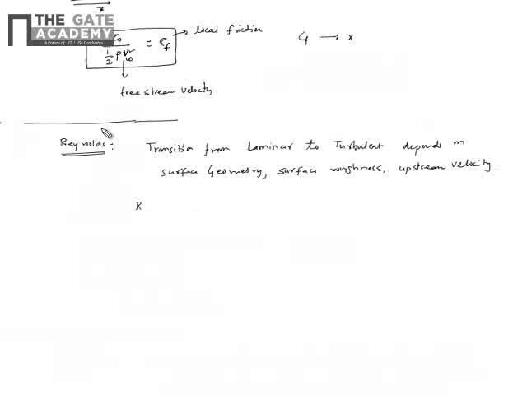Okay, so the Reynolds number is expressed for a flat plate as rho v, the general formula is rho v, characteristic length by mu. For a flat plate, the characteristic length is the distance along the flow, that is rho v x by mu. So this is the local Reynolds number, where x is the distance from the leading edge.